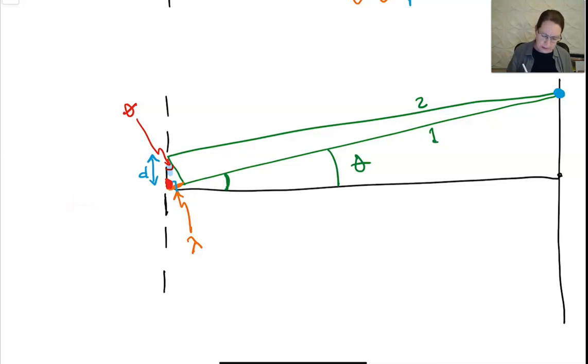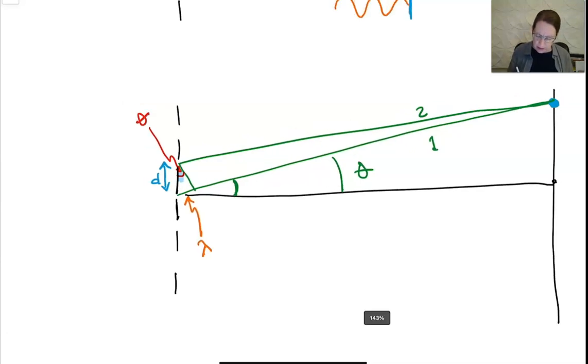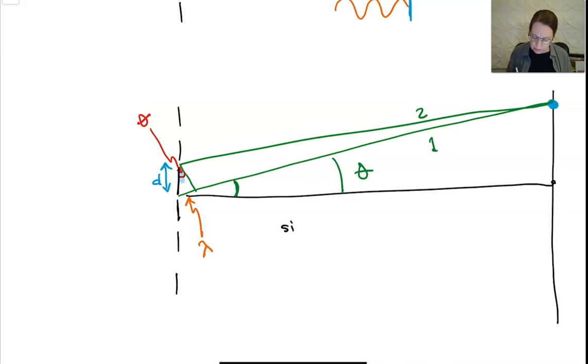Once we have that as our angle, I'm going to get rid of some of these things. Then if that's theta, I can say that sine of theta, this is kind of a weird triangle, right? This is 90 degrees there. So sine of theta is equal to lambda over d. And that tells us at what angle we're going to see this bright spot.